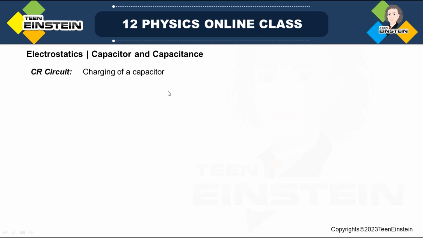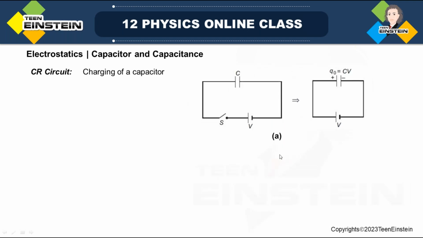First of all, we'll discuss the charging of a capacitor. Charging of a capacitor can be done simply by connecting a capacitor with a battery. I'll be discussing charging of a capacitor through a CR circuit, but when there is no resistor, what is the situation, and how is it different from the case when we add one resistor in series with the capacitor? How things will change, you will understand from here.